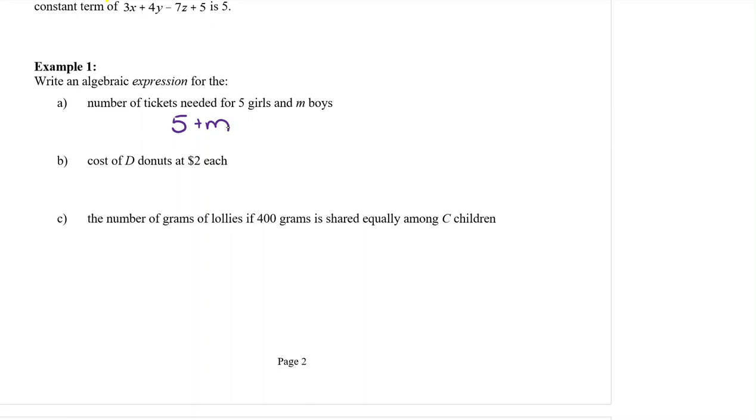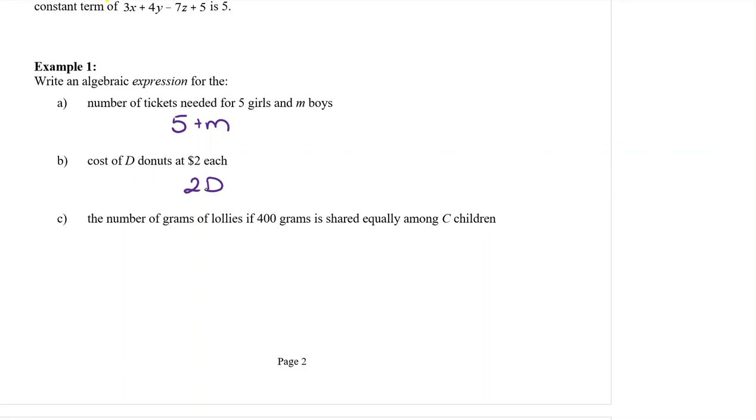Part B, the cost of D donuts that cost $2 each. So one donut, sorry, what can you say? Not divide. Or you say times, yes. Because if I want 1 donut, it costs $2. If I want 2 donuts, I'd go 2 times 2, that's 4. If I want 10 donuts, I'd go 10 times 2. But if I want D donuts, I want to times whatever D is by the 2.